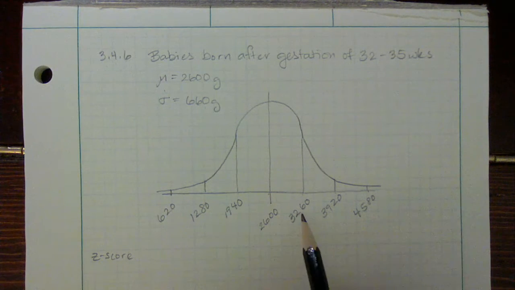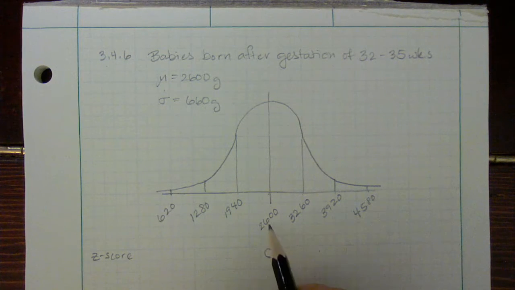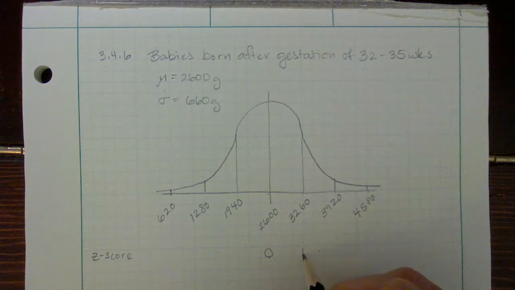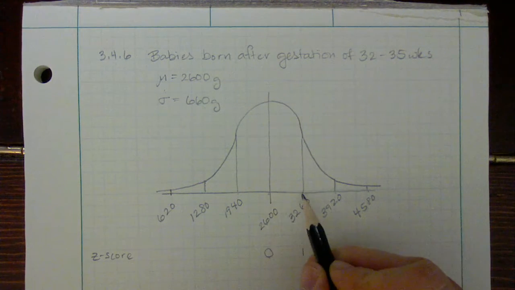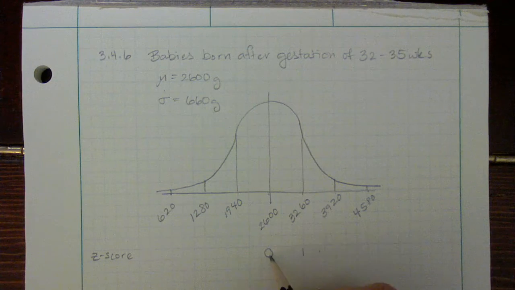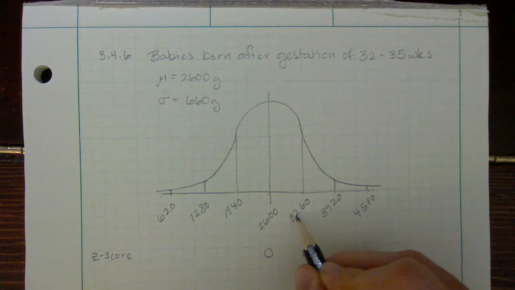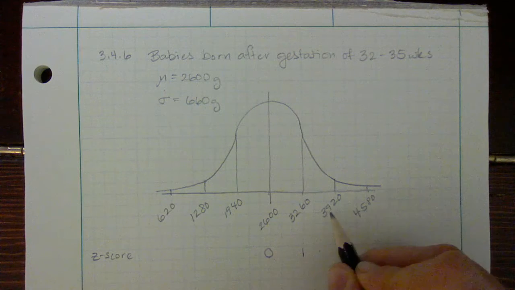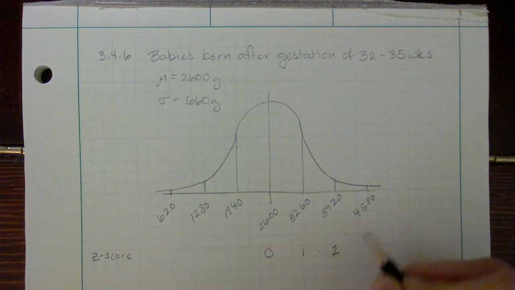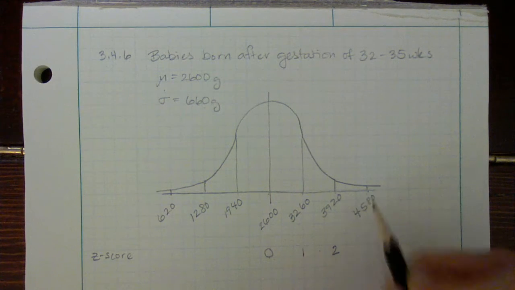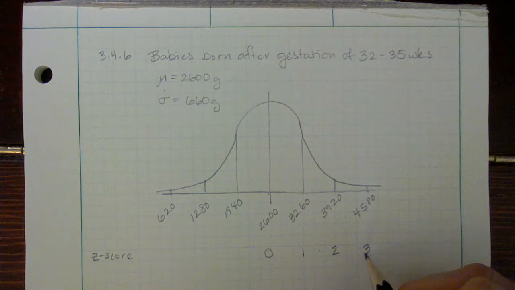So when you mark these increments, what you're doing is marking off the integer z-score values. A z-score of 0 corresponds to exactly the mean. A z-score of 1 would correspond to the value exactly 1 standard deviation above the mean. So I can label 3,260 as a z-score of 1, 3,920 a z-score of 2, and 3 standard deviations above the mean, I have a z-score of 3 corresponding to 4,580.